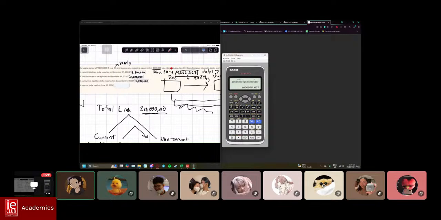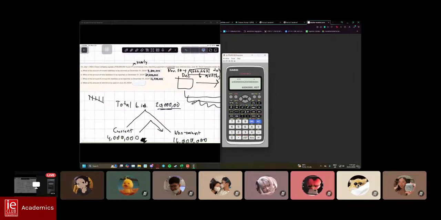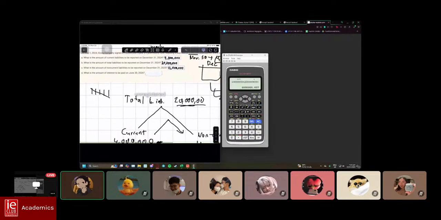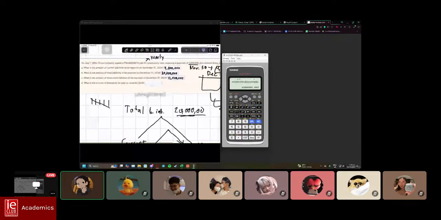Basta, it's not possible for interest to be part of the non-current kasi when it's accrued, it will also be paid within a year of that accrual. Next, what's the amount of interest to be paid on June 30, 2026?